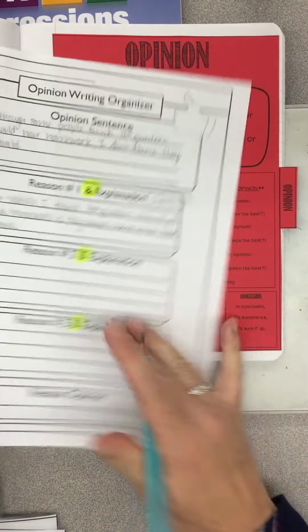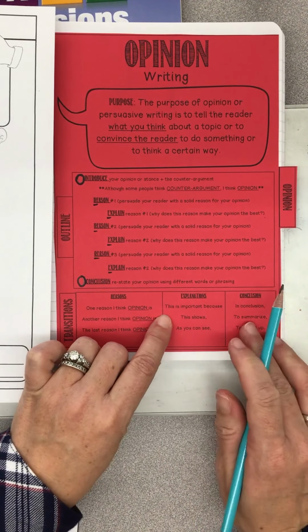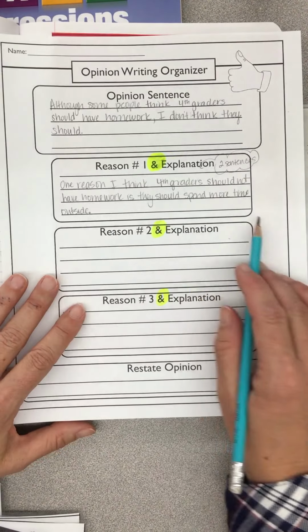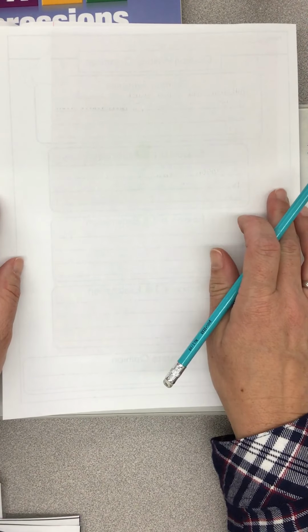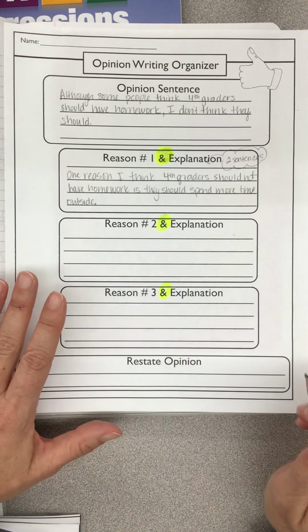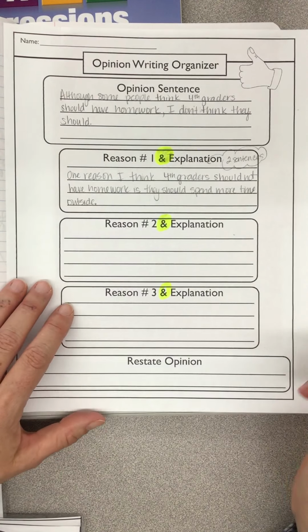So my explain sentence might start with one of these. This is important because, okay, so I can use these transitions right from my red card. And I can have more than one sentence. If I run out of room here on my reason 1 box, I can flip it over and just continue it on the back. Okay, this is where I can get all of my ideas down. It doesn't have to be pretty. It's kind of like our sloppy copy where we can get all of our good stuff down.